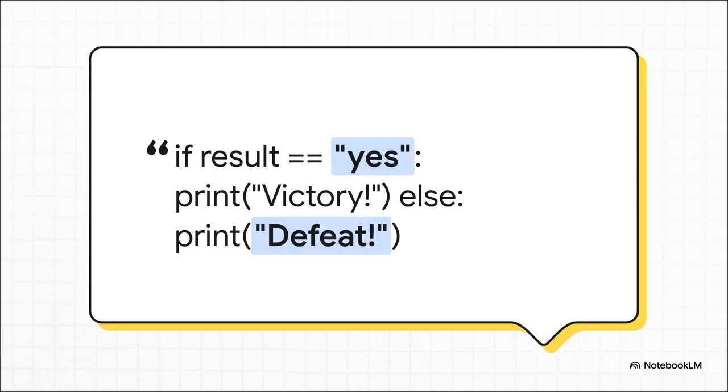And this exact same logic is what powers that classic victory or defeat screen. Imagine the program asks, "Did you win?" and stores your answer, yes or no, in a variable. The code then just checks, does that variable equal yes? If it does, boom, you get the victory screen. If it's anything else, if it's no, then you get the defeat screen. That simple if-else choice determines everything.